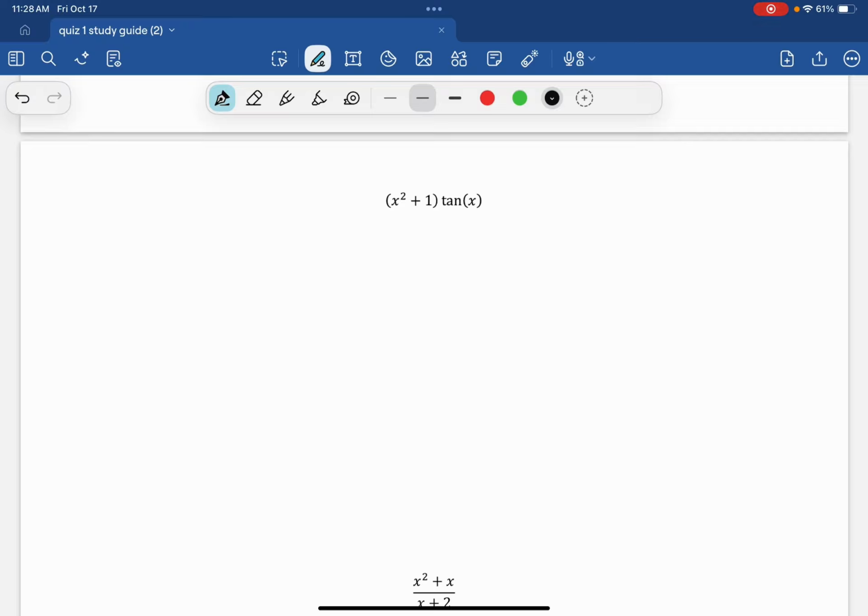This is a great place to use product rule. So we're going to take the derivative of the front, so that's 2x. Right, that's the derivative of x squared plus 1, because the derivative of x squared is 2x, and the derivative of 1 is 0. So that's 2x, just going to get rid of this parentheses, 2x tangent x plus the derivative of, we're going to leave the x squared plus 1 alone, right? And then take the derivative of tangent x, which is secant squared. And I'm done.